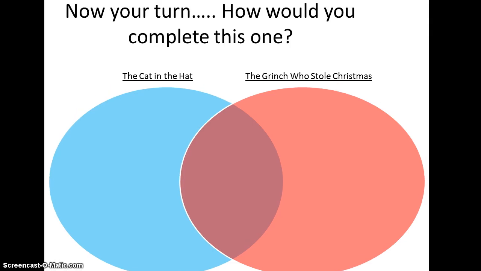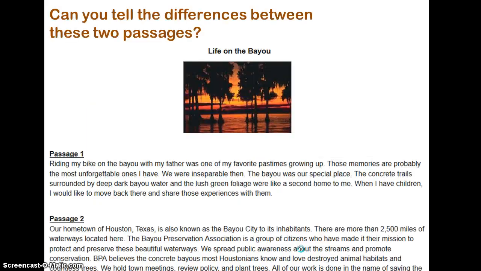You can see these slides are very large today. Now your turn. How would you complete this one? Take a couple minutes, the recording will pause for you in a second, and write down a few ideas about the Cat in the Hat and the Grinch Who Stole Christmas, and then maybe below that write some of their similarities under both. Be ready to come back to class to do this, so really do take a few minutes to think about this and prepare your answer when we do it in class.